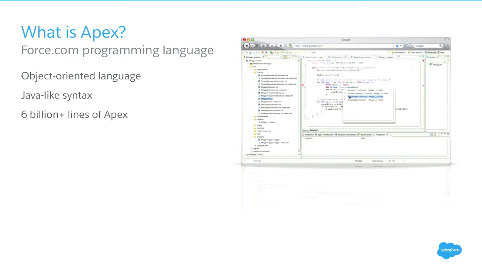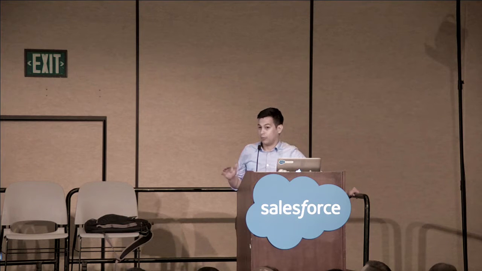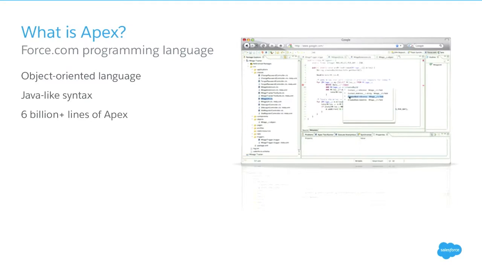Okay, so let's start by saying what's Apex. Basically Apex is an object-oriented programming language, very similar to Java, but it's for the Salesforce platform. It's a multi-tenant programming language. And the cool thing about Apex is that we make sure that whenever you deploy your code, it's not affected by someone else's code, and vice versa.